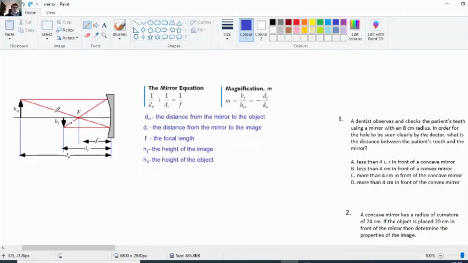In this lesson we are going to learn the mirror equation. When we place an object in front of a mirror, we are going to get an image of the object. There is a distance of the object to the mirror, dO. There is a distance of the image to the mirror, di, and there is the focal length of the mirror, F. So what is the relationship between F, di, and dO? Here is the relationship.